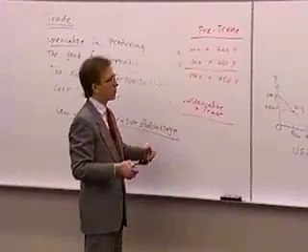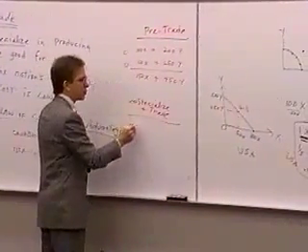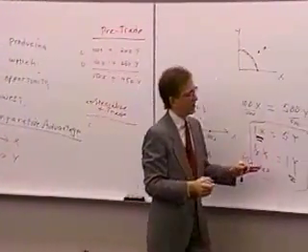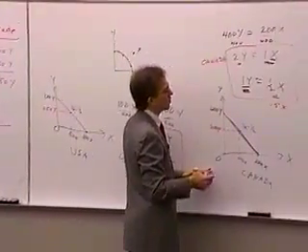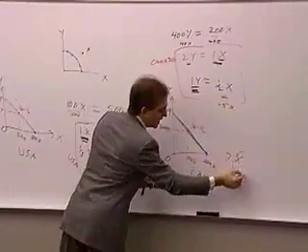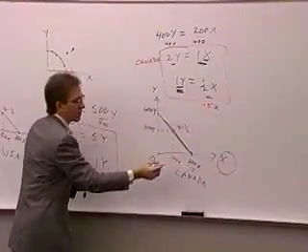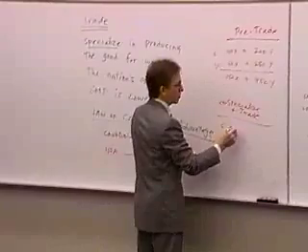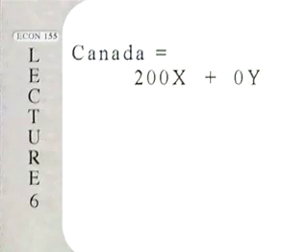Okay? So let's suppose they do that. Canada will specialize and produce, well, if Canada specializes in producing, what did we say, good X, Canada can produce, in specialization, 200 units of X, 200 X plus 0 units of Y. They're specializing now.